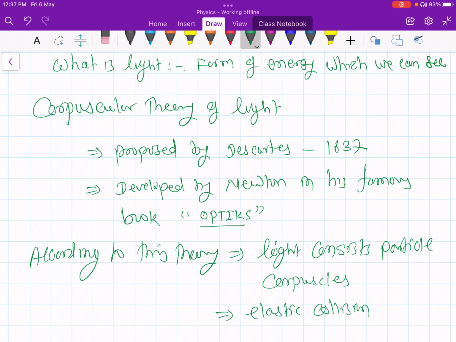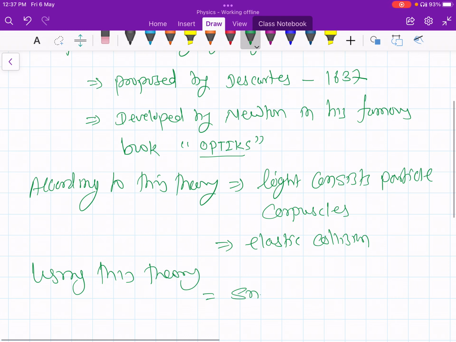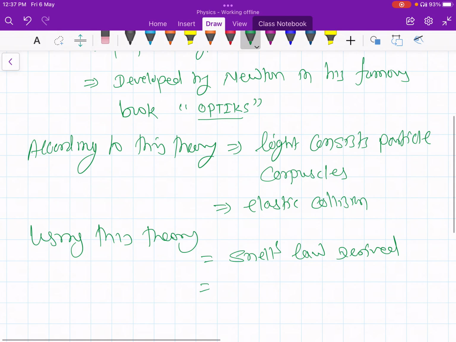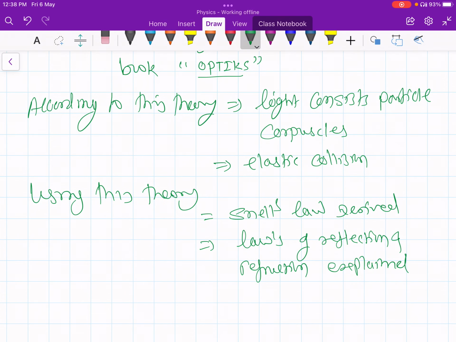Now we know that light consists of different colors. According to this theory, the particle size is different for different colors. Using this theory, Snell's law is derived, and the laws of reflection and refraction are explained. So using this theory, you can explain the laws of reflection and refraction.